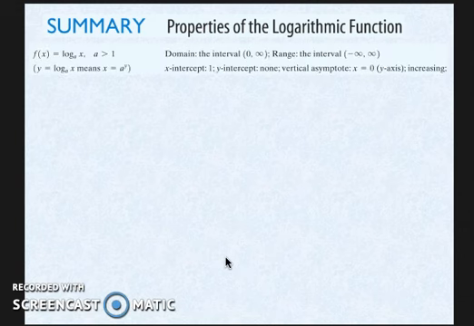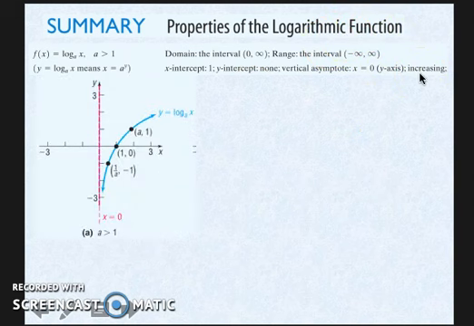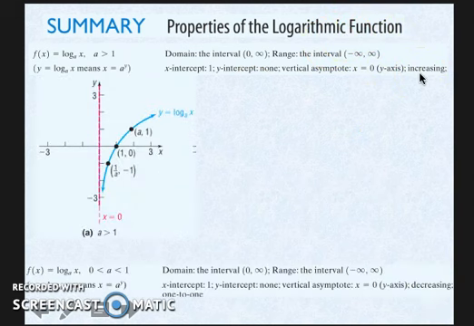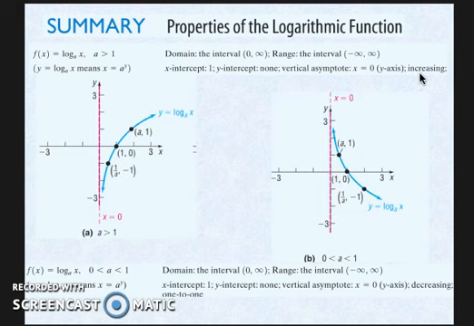Now let's review and summarize the properties of log functions. The domain is 0 to infinity, the range is negative infinity to infinity. y equals log with base a of x means x equals a to the y. The x-intercept is (1, 0), no y-intercept, and the vertical asymptote is x equals 0, the y-axis, and it's increasing. So the graph looks like this. And when a is less than 1 but greater than 0, that's what the graph looks like.